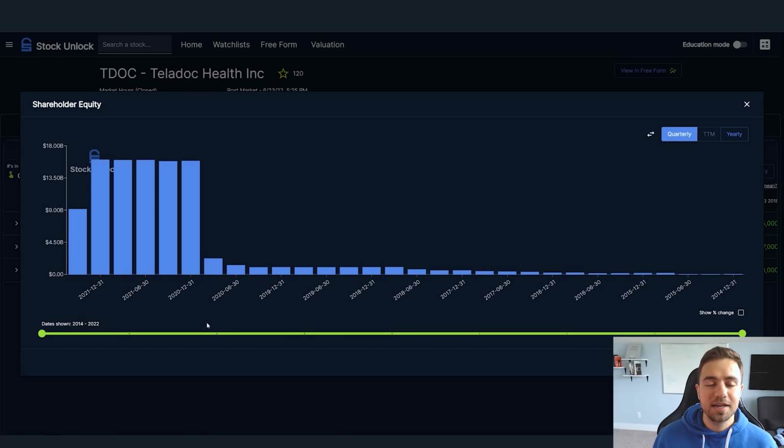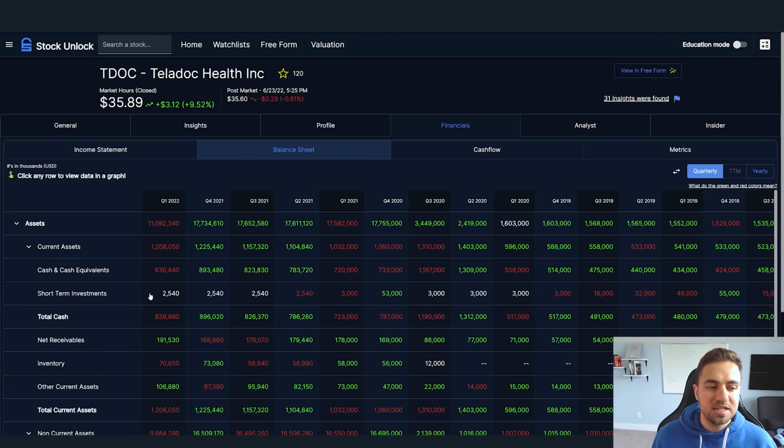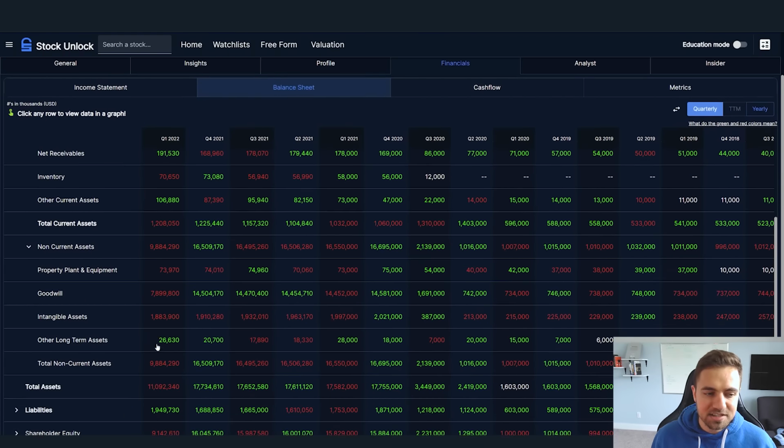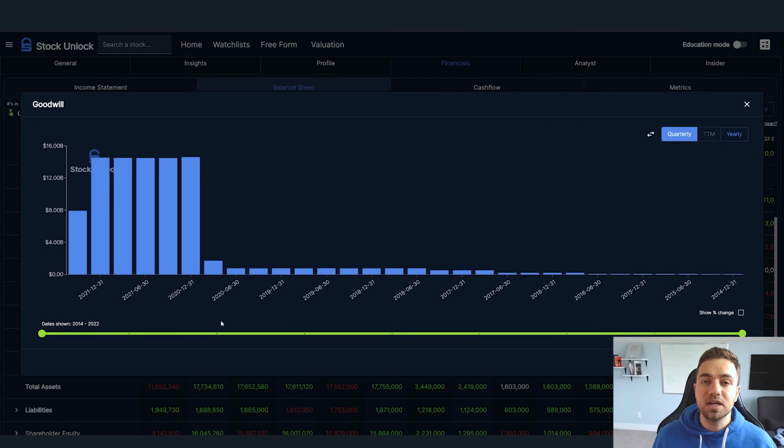If you're taking a look at just the book value, you may look at this and say, well, this is a fantastic thing. TDOC increased its book value or its net asset value by over $10 billion in just one quarter. But then if we take a further look at the company's assets and the company's goodwill, we can see that from the third quarter to the fourth quarter, the company took on over $10 billion worth of goodwill.